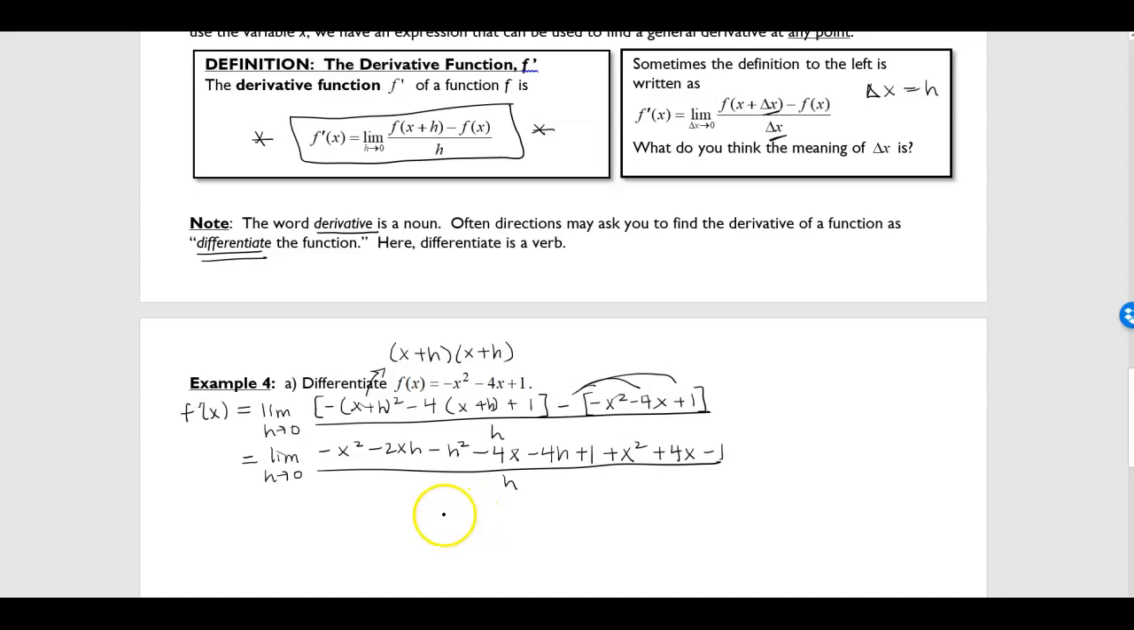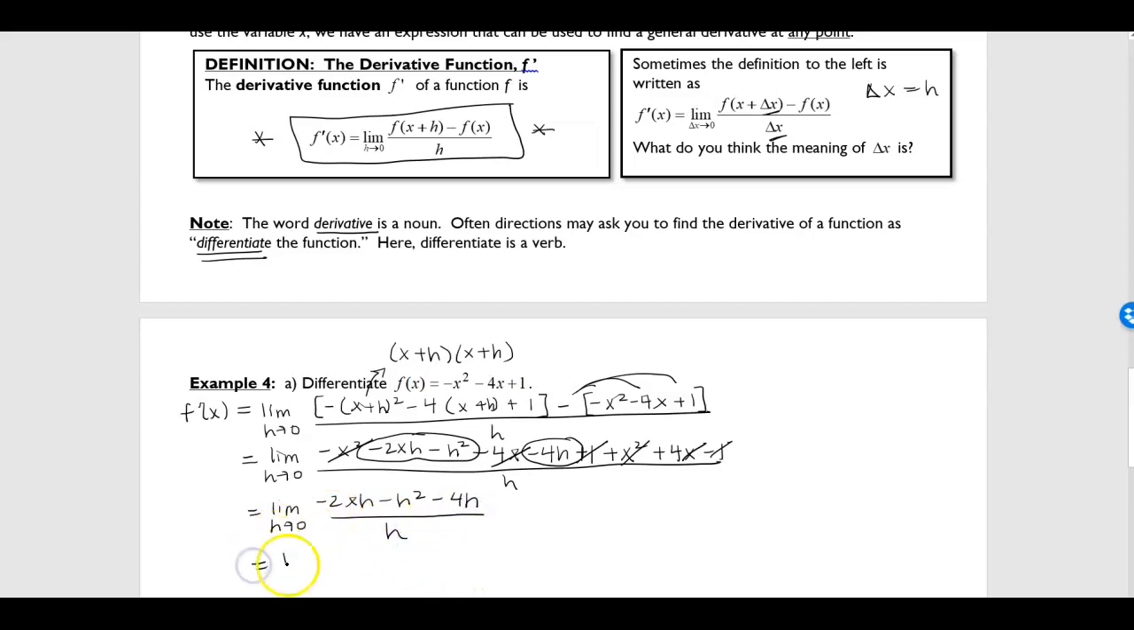Now comes the fun part. Let's try to see how many things cancel out. So the negative x squared and the x squared cancel out. I don't see another 2xh. I don't see another h squared. The minus 4x and the plus 4x cancel out. And the plus 1 and the minus 1 cancel out. So if you look at the terms we have left, you'll notice they each have an h in them. I'm still going to go ahead and rewrite it just so I can see that more clearly. Negative 2xh minus h squared minus 4h all over h.